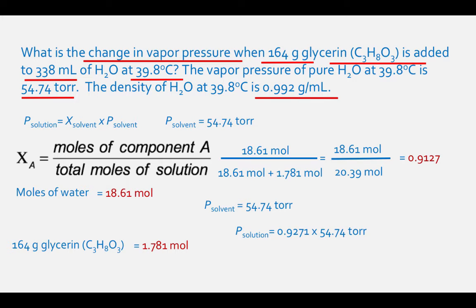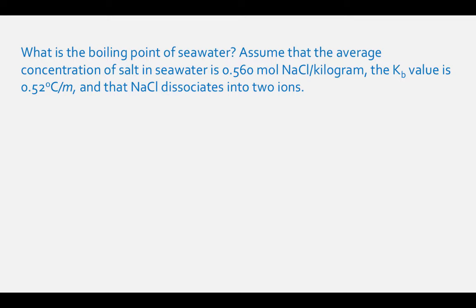0.9127 times 54.74 torr equals 50.0 torr to 3 significant figures. So the vapor pressure is lowered by 4.74 torr. What is the boiling point of seawater?